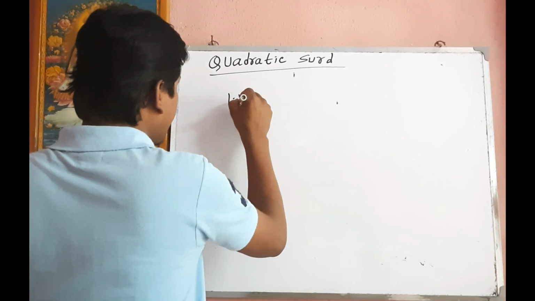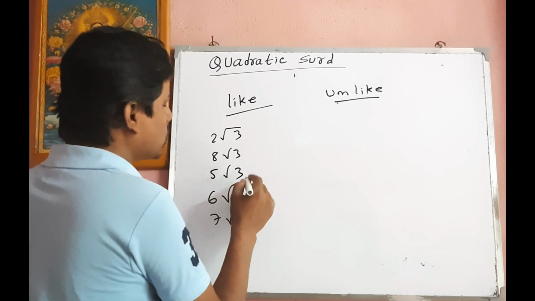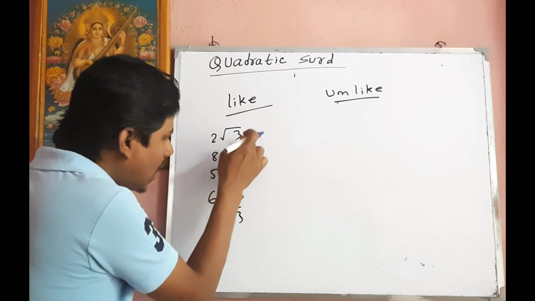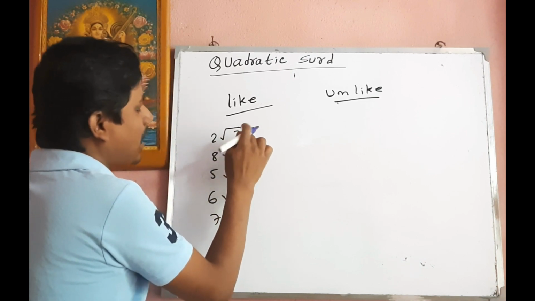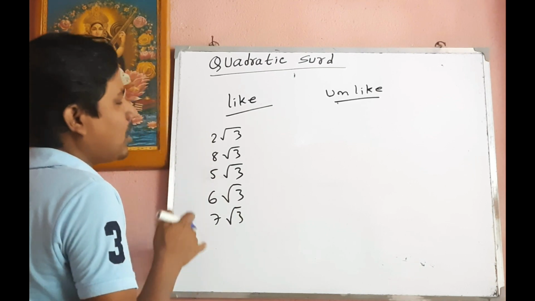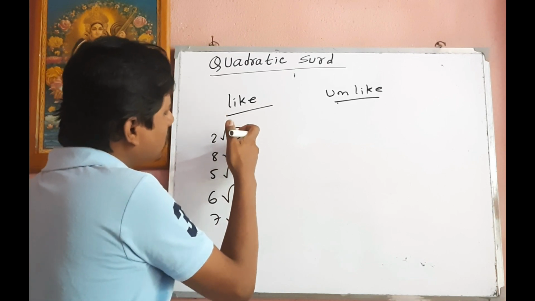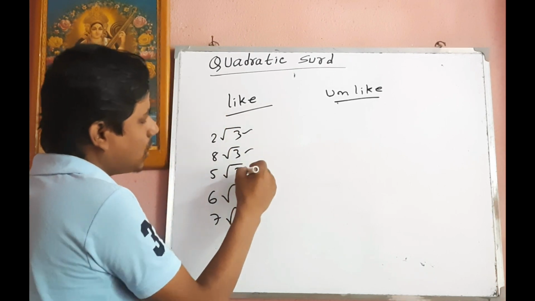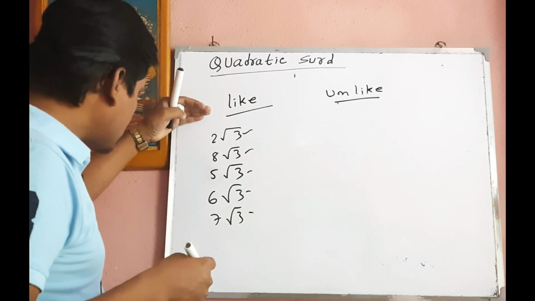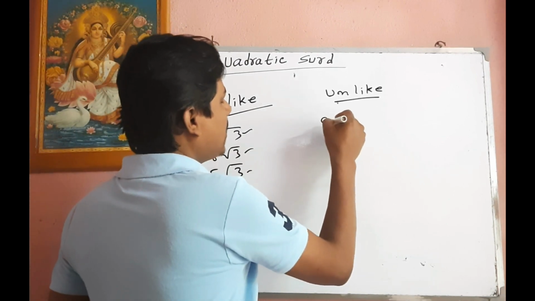Now like and unlike. Under the root, all are root 3. So when the number under the root is equal, whether there is a variable or not does not matter. We are only concerned about this number. This is root 3, root 3, root 3, root 3, root 3. So root under 3 is there. That is why these are all called like surds, and this is unlike surds.